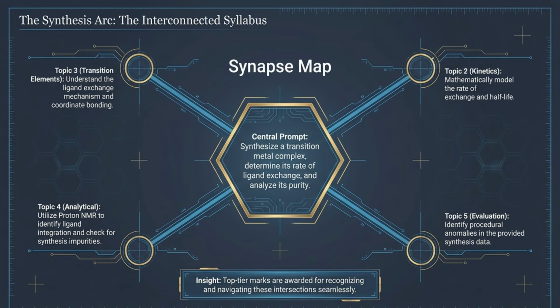The best candidates see the syllabus as an interconnected synapse map. Top-tier marks are awarded to those who can navigate the intersections, synthesizing a transition metal complex, modeling its rate of exchange mathematically, identifying it via NMR, and then spotting anomalies in the resulting data. Don't study in silos. Connect the dots.